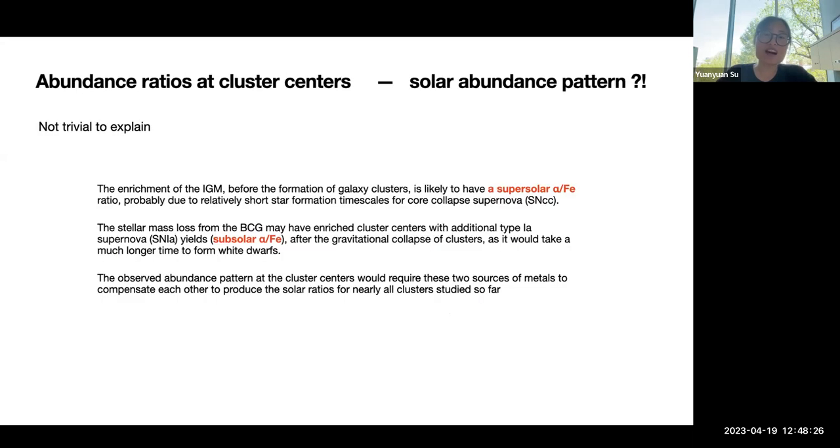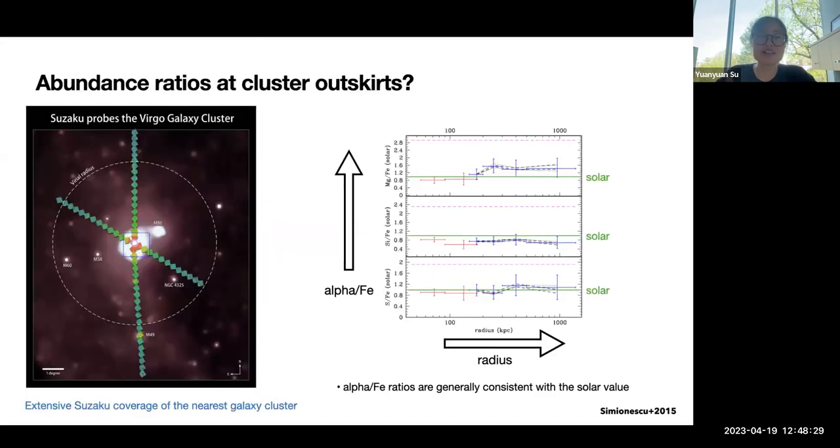And for cluster outskirts, I would say the agreement is not as good as for cluster centers. As far as I know, there are only two studies that have presented the abundance ratios of cluster outskirts out to the virial radii. And this Suzaku key project is one of them. It's about the nearest galaxy cluster, Virgo, so it's very expensive to cover. It has so many Suzaku pointings, and even so, only a small fraction of the outskirts is covered.